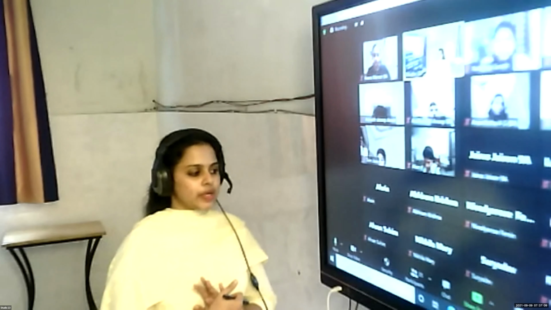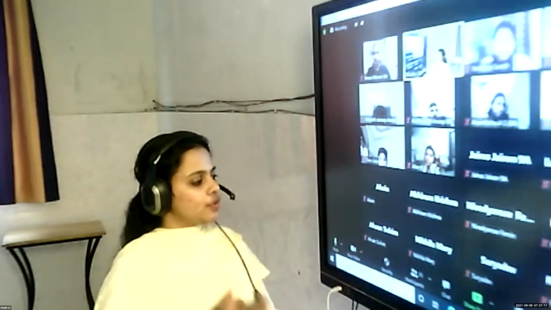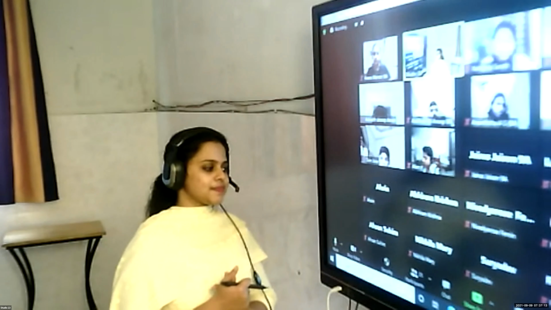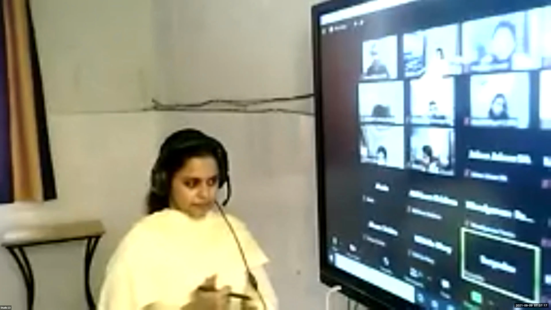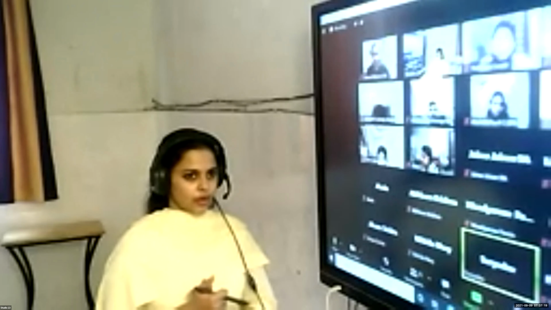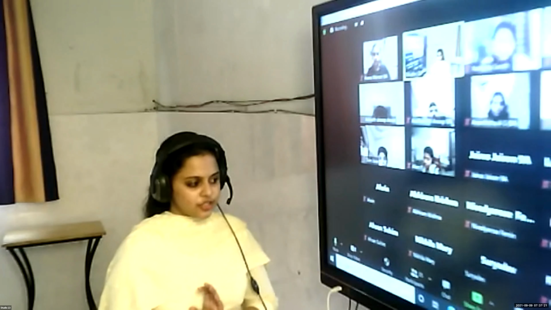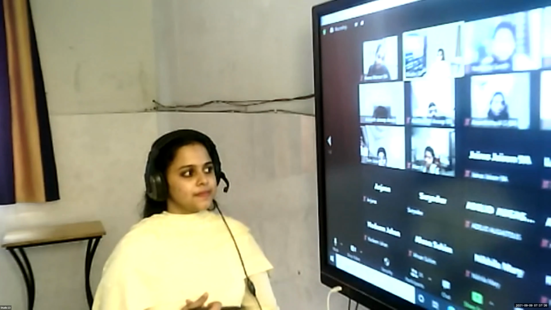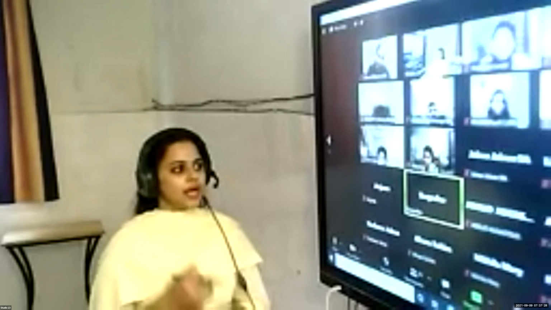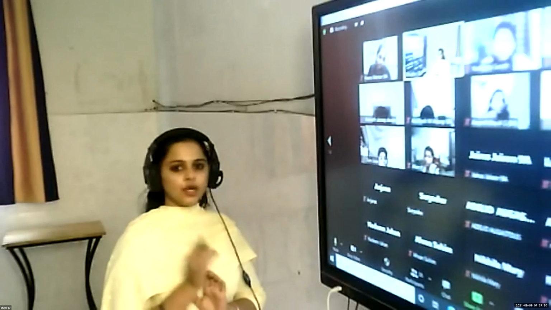Okay, good. Suryadev, what is the mathematical equation for calculating momentum? Momentum is equal to mass into velocity. And how can we represent it in letter form? Which letter is used to represent momentum? P. P is equal to M into V. P is equal to MV.